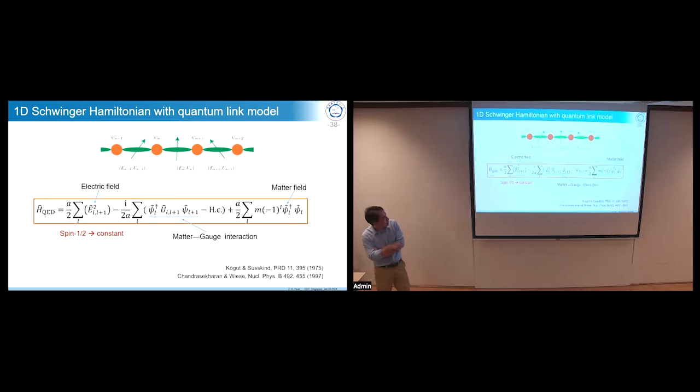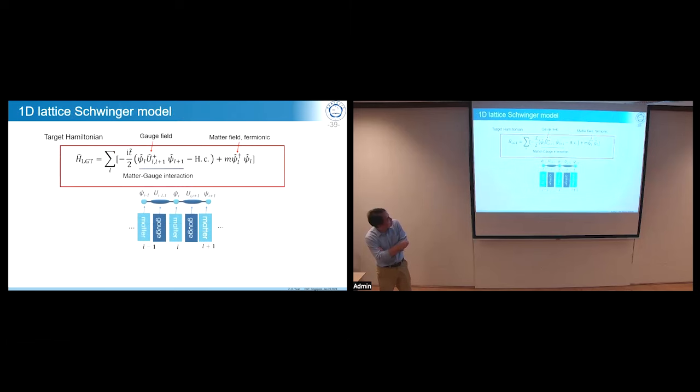If we use spin half particles to simulate this field, this will always be a constant. Then we just neglect that one, and the system changes to a new target. We have a gauge field and matter interaction here, and this is a matter field. This is the so-called fermionic field. We just have the matter field, gauge field, this model here.